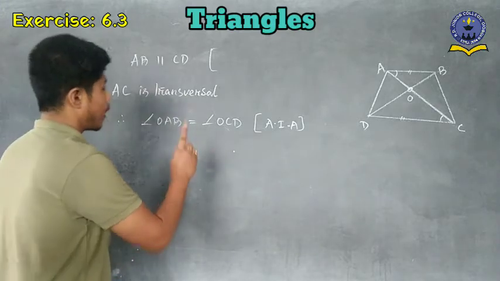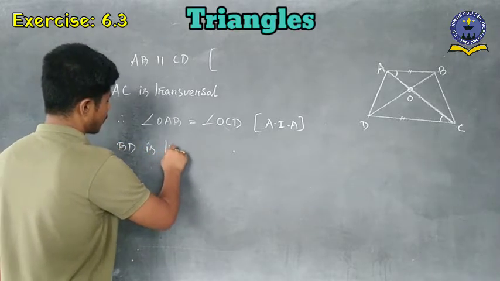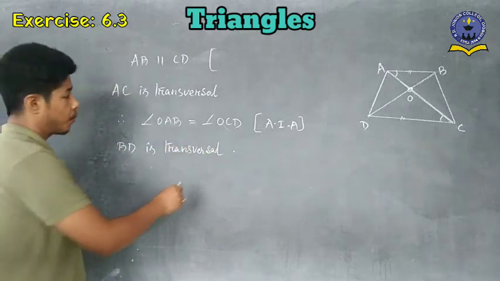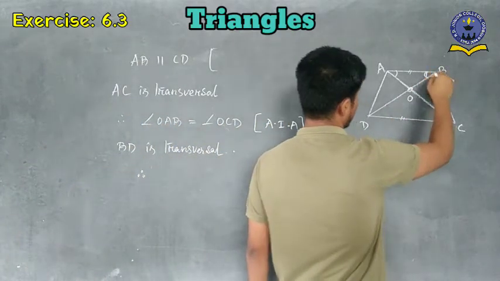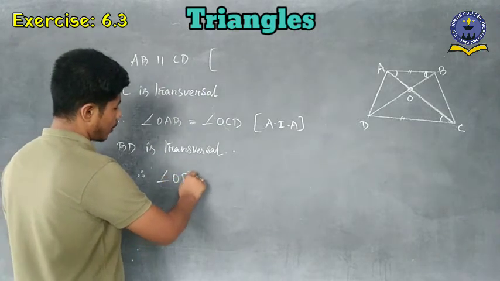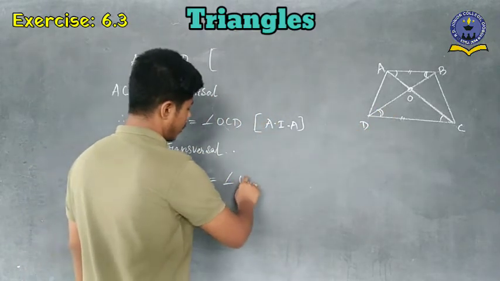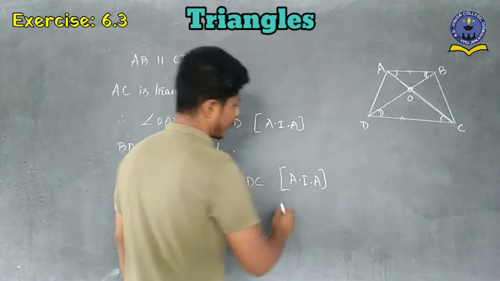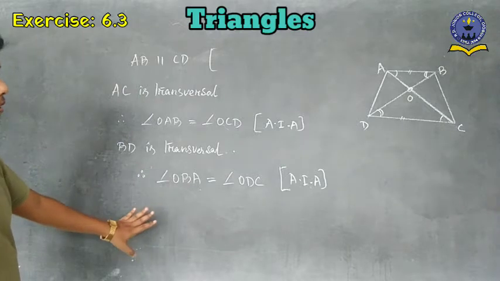Is it clear? Similarly, another transversal is there. Which one? BD. So second one you have to write BD is transversal. If BD is transversal, then which two angles are equal? First angle is this one, this angle we can write OBA. So angle OBA is equal to which one? This one, angle ODC. Again we have to write in bracket alternate interior angles. Is it clear? So these two angles we get equal here.